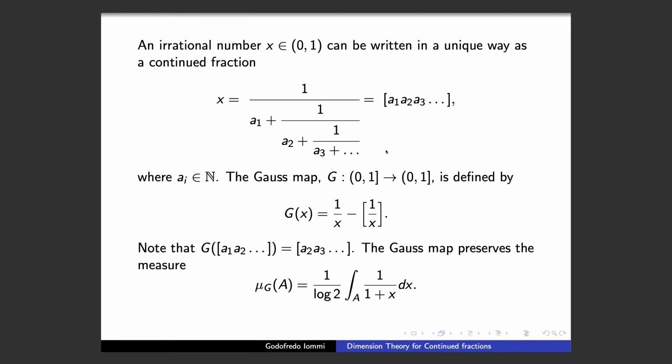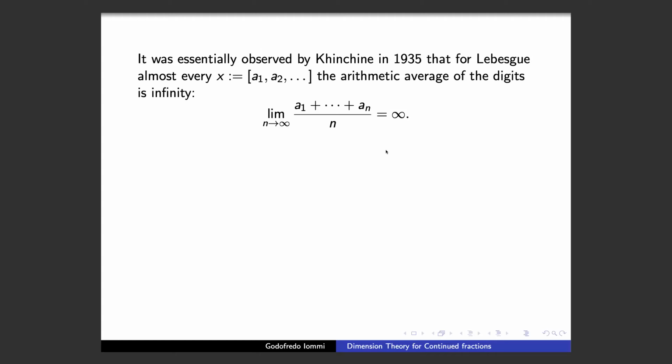Khinchin, in his continued fraction book, in the last result on the last page, discusses arithmetic averages of the digits. And you can prove that the arithmetic average of the continued fraction digits, or partial quotients, for Lebesgue almost every point is actually infinity. Of course, again, as was the case in the theorem of Eggleston and Besicovitch, there are plenty of points for which the arithmetic average is not infinity.